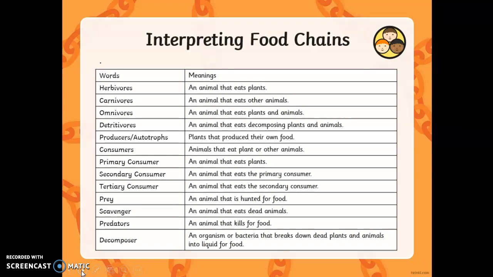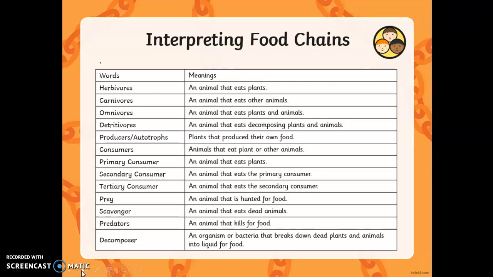So, a herbivore, we know that from last week, is an animal that eats plants. Carnivores, an animal that eats other animals. An omnivore, an animal that eats plants and animals. A detrivore, an animal that eats decomposing plants and animals. Now, we didn't study that last week, but a detrivore is an animal that eats decomposing plants and animals, like a slug. That's a really good example.